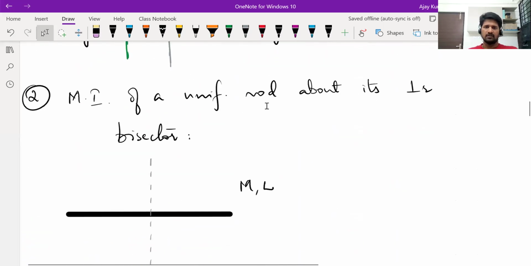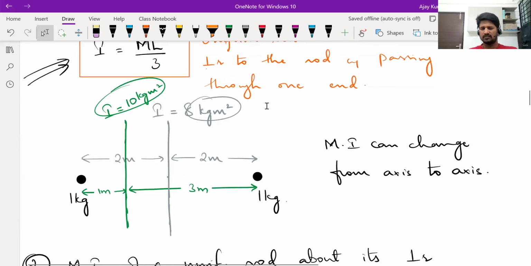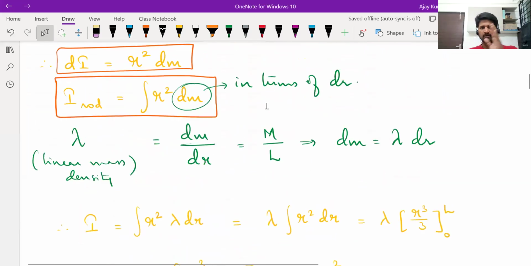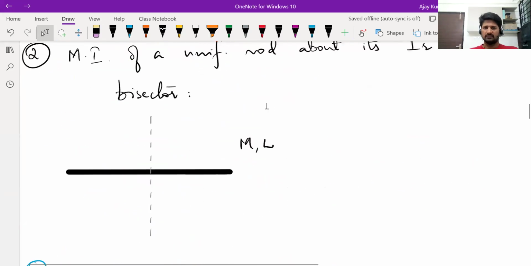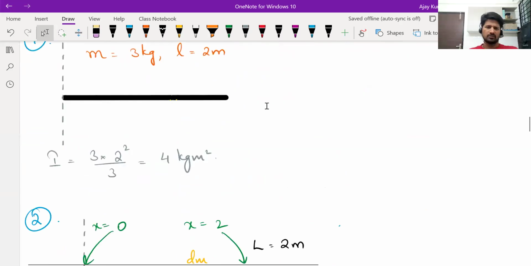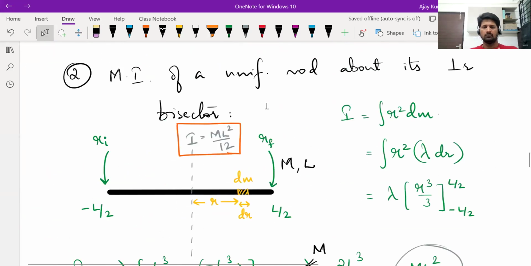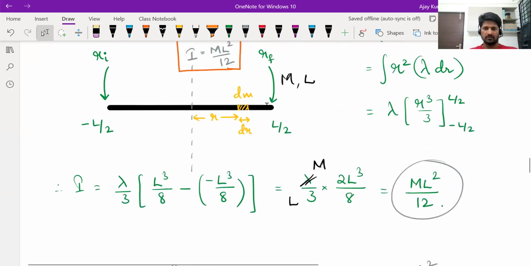Next, we took an example and saw that moment of inertia can change from axis to axis for a given system. For a rod about one end perpendicular to it, it is m L square by 3. That doesn't mean it will have the same moment of inertia about every other axis. So we took one more axis, which passes through the center of the rod perpendicular to it. About that axis, when we integrated and substituted limits, we saw that it is m L square by 12.